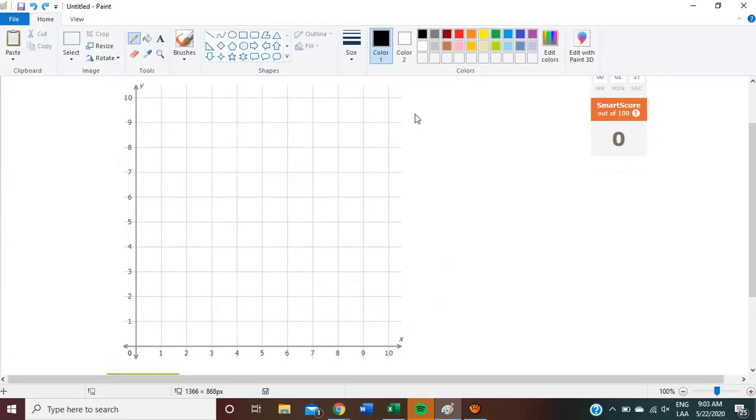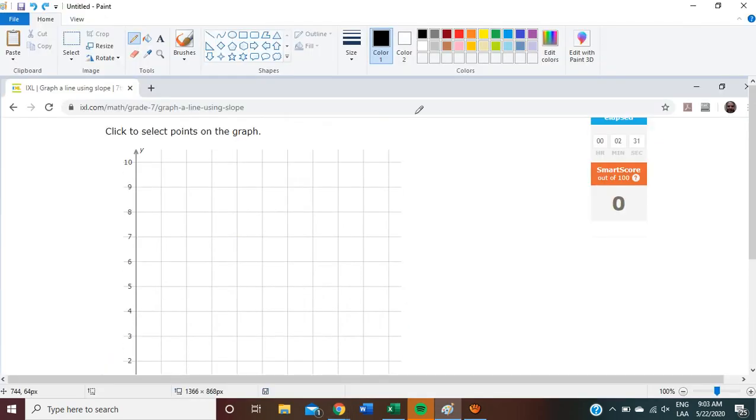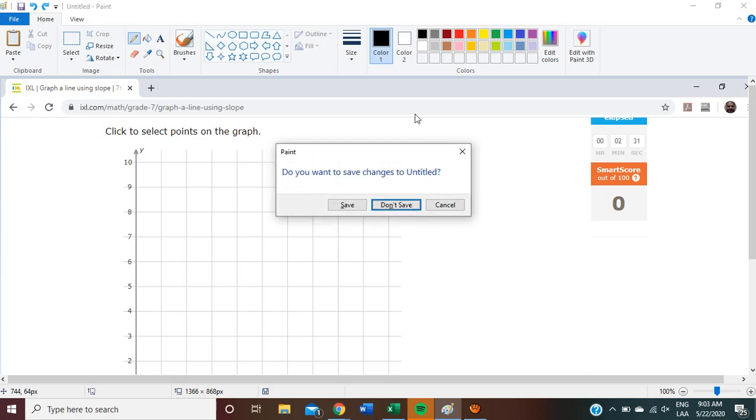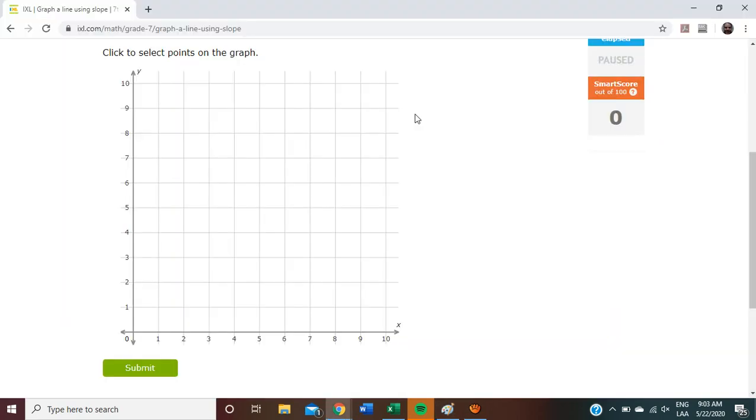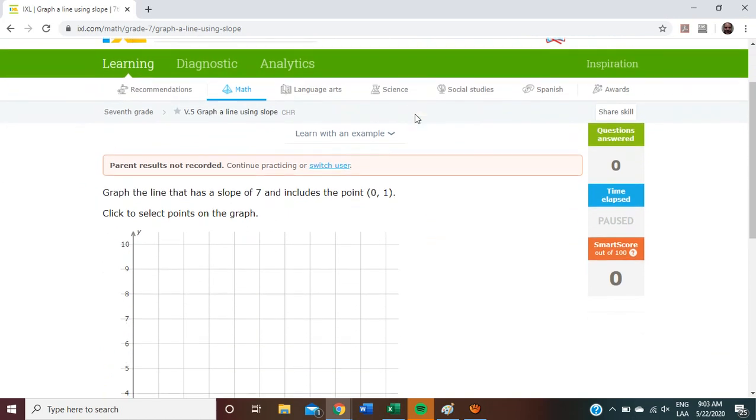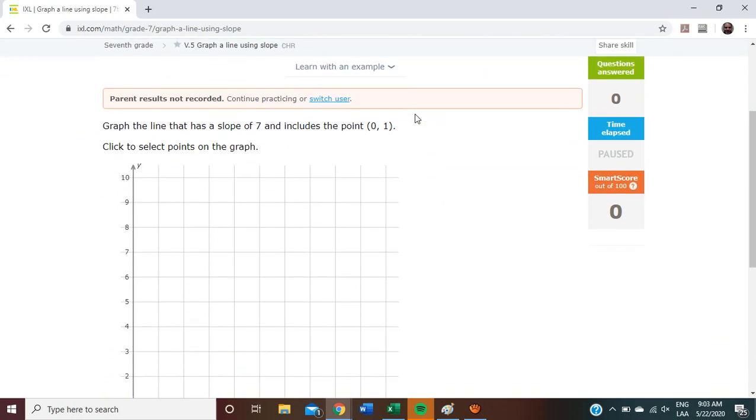Having said that, what I need you to see is this. Pay attention to this part. We have 0 and we have 1. It says graph the line that has a slope of 7. So the slope is positive and it is going to be hard to climb because it's a 7. And it includes the point (0, 1).